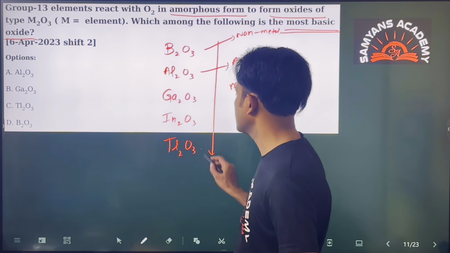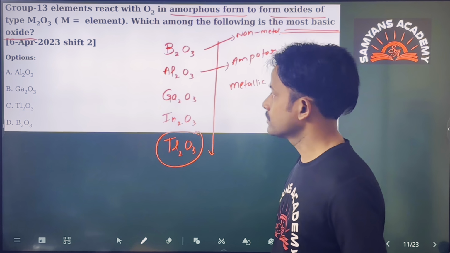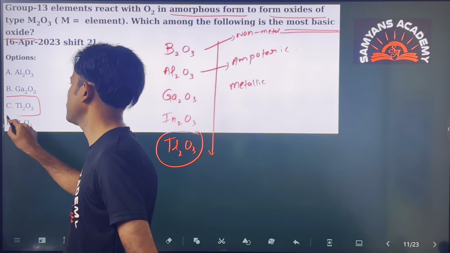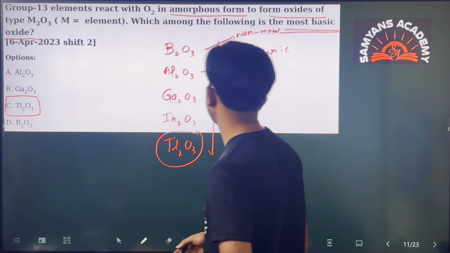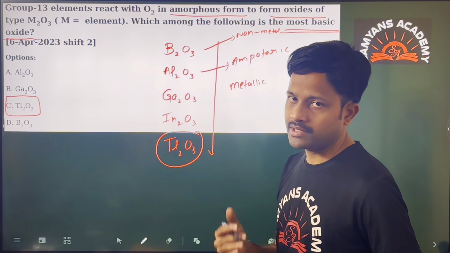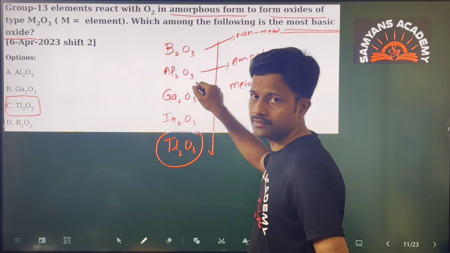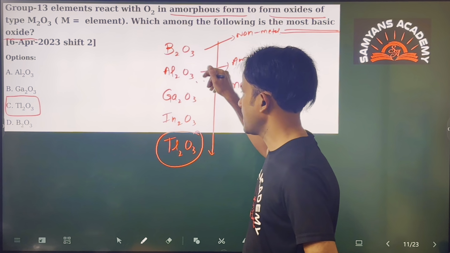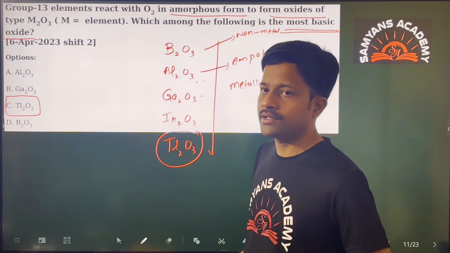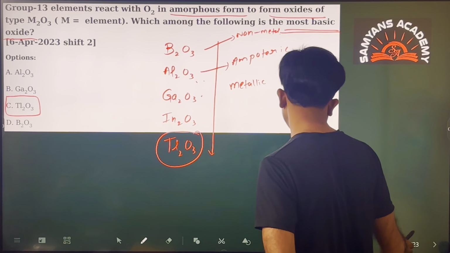So which one will come last? Thallium oxide, Tl2O3. This is a basic oxide. So option C is your match. Down the group the metallic character increases, and the basic character of the oxides also increases. Aluminium oxide is amphoteric, and down the group, which one is more basic in nature? Thallium oxide. So the answer is C.